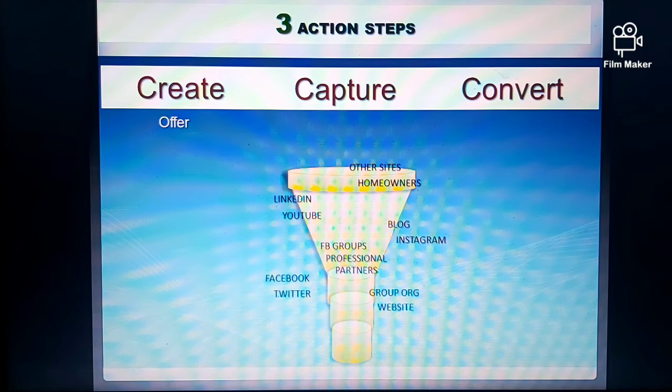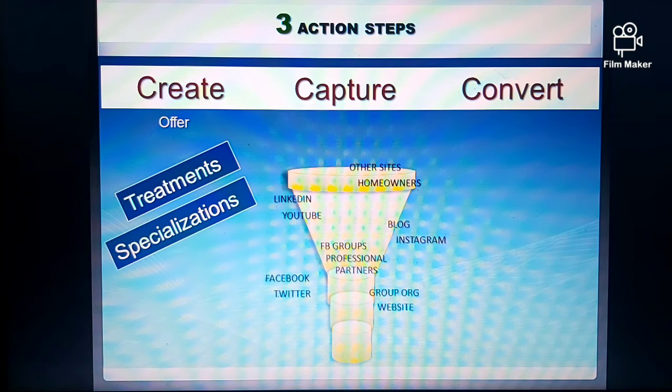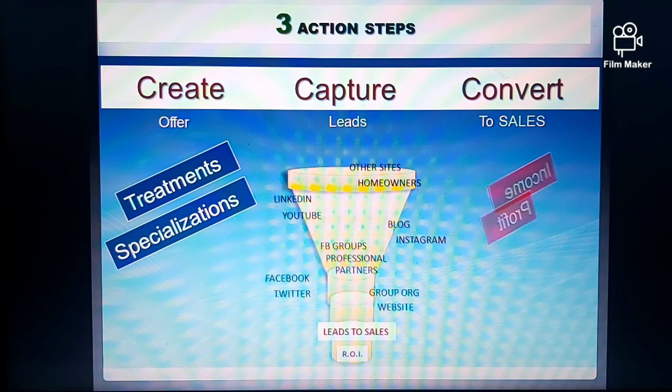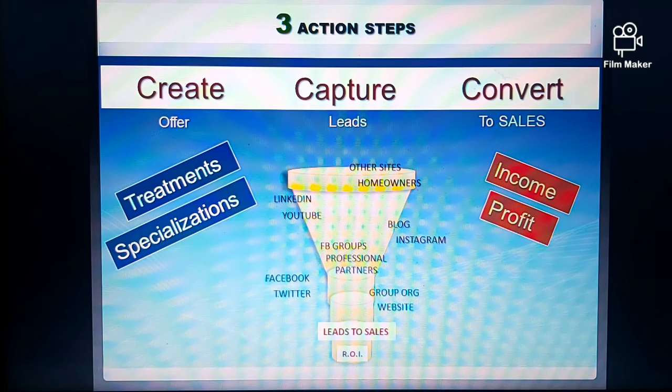If you're going to create, you must be able to make offers. These offers are the treatments or services that you do, and of course, you highlight your specializations. This offer, if done right, should be specific for your specific target market. It should be able to capture a lot of leads, and these leads convert into sales. In sales, of course, you're going to get income and profit, but I would just like to highlight capturing leads.